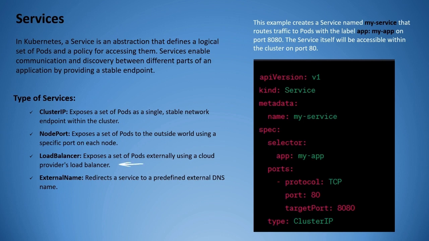Load balancer service. The load balancer service type in Kubernetes is designed to expose a set of pods externally using a cloud provider's load balancer. It automatically provisions a load balancer and directs external traffic to the selected pods. This service type is suitable for production environments where external users or systems need to access the services provided by the selected pods. It ensures high availability and even distribution of traffic.